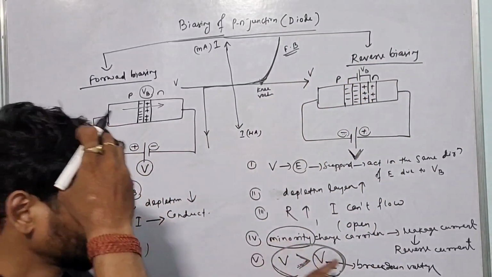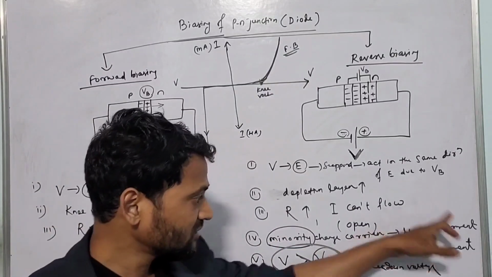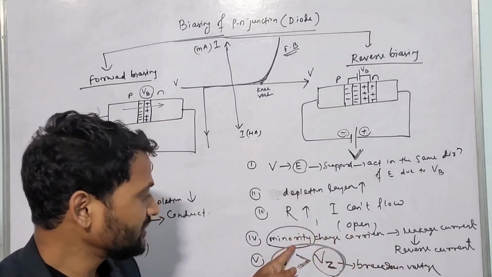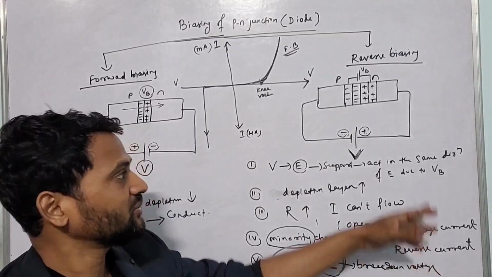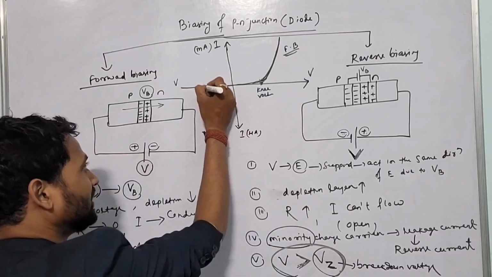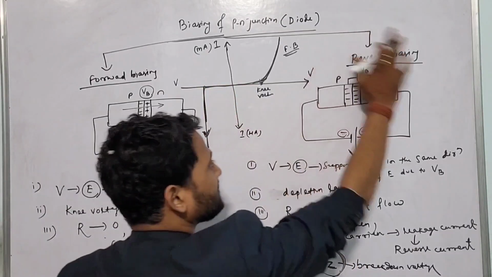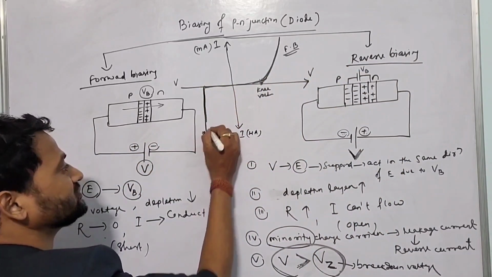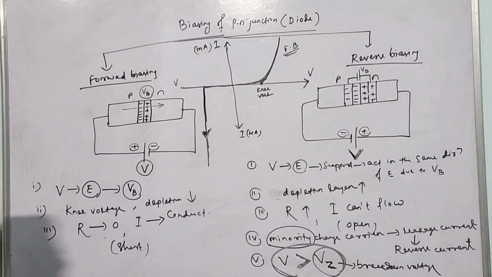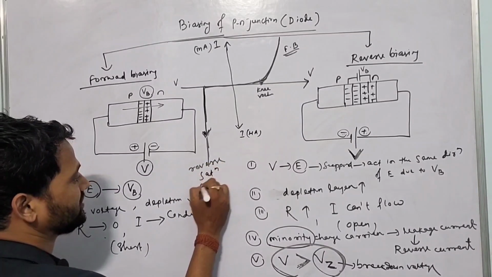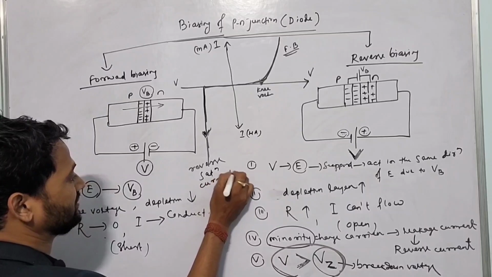As I have told, some leakage current was flowing due to the movement of minority charge carriers. If the number of minority charge carriers is more, that leakage current will be more. At a particular point, the entire junction will completely break down and reverse saturation current will flow. You will get reverse saturation current.